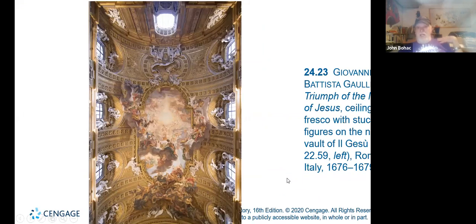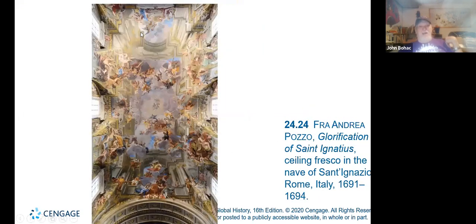Another one, Gaulli. This is Baroque ceiling painting, and the illusion is so incredible. It's kind of hard to understand or visualize where the actual ceiling of these domes is, because the illusion is so amazingly realistic.